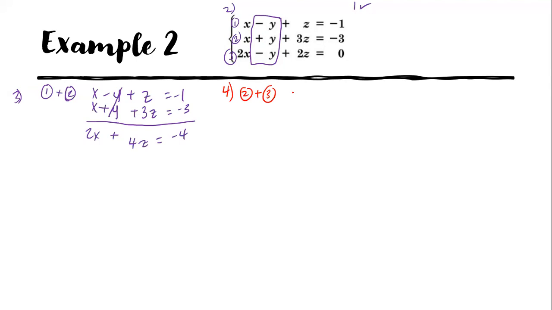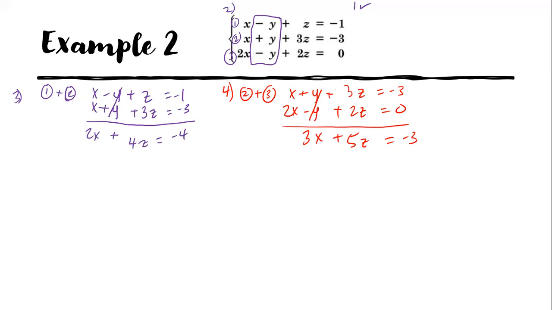So I'm going to add 2 and 3 together. So adding 2 and 3 together, I have x plus y plus 3z equals -3. And I have 2x minus y plus 2z equals 0. Just as I hoped for. And I get 3x plus 5z equals -3. All right, so this time we were not as lucky for a second variable to eliminate. And so because we're not that lucky, we're going to go on to step 5.